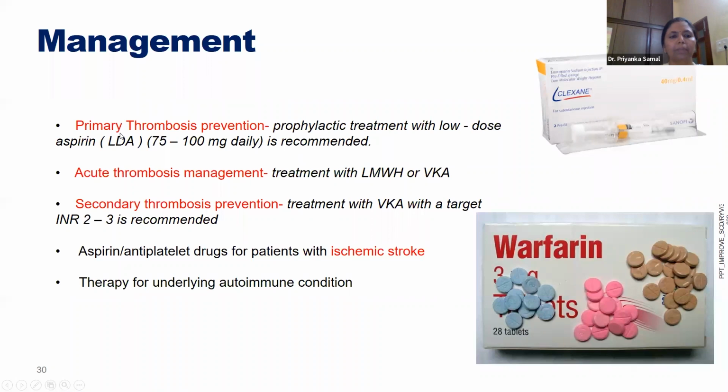So again, here also the management, though the platelet counts are low, thrombus is something which is worrying, and that is what causes the morbidity of the patients. Primary thrombosis prevention can be done with low dose aspirin, 75 to 100 milligram OD. Acute thrombosis management can be done with low molecular weight heparin or warfarin. Secondary thrombosis prevention, mostly with warfarin with a target INR of 2 to 3, is recommended. Aspirin and antiplatelets are given to patients who present with ischemic stroke.